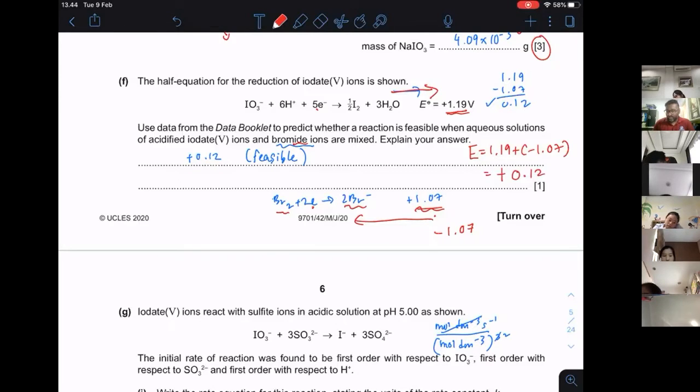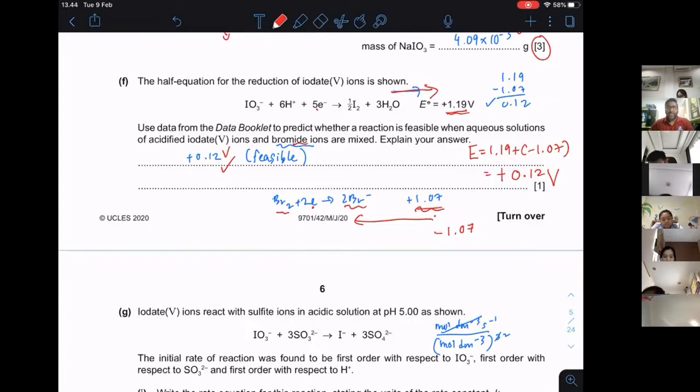If you have positive 0.12, which is more than 0, a positive value, this is an indication that the reaction is feasible. So explain your answer. Just say the reaction is feasible because the E value is going to be positive 0.12 volt. That is enough already.